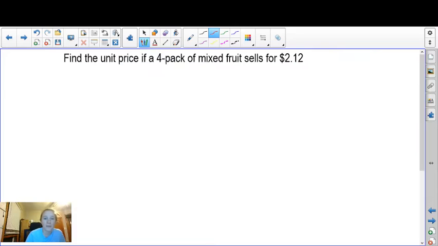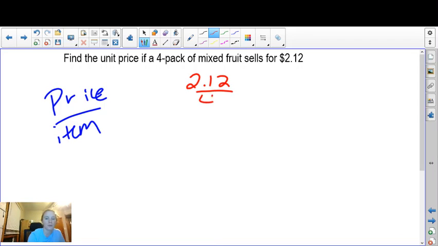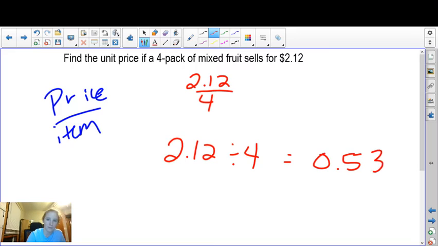And the unit price if a 4-pack of mixed fruit sells for $2.12. So again, we have price over the item. So I have 212 over 4. And off the top of my head, I can't divide this, so I'm just going to go ahead and divide it in my calculator. So 53 cents.